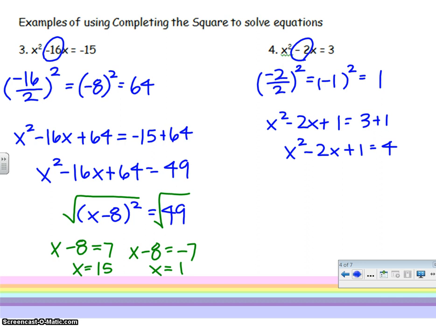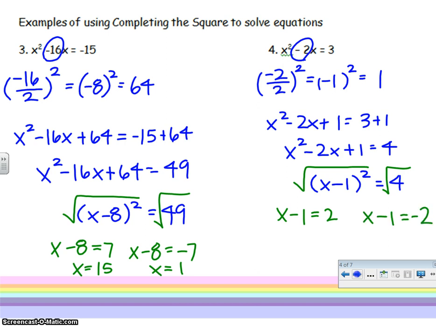Then we'll factor the x squared minus 2x plus 1. Then again, from here, this is where we're going to go ahead and just use what we used in the last section. So we square root both sides, and then we will solve our two equations. So x minus 1 equals 2, or x minus 1 equals negative 2, giving us our two solutions of 3 and negative 1.